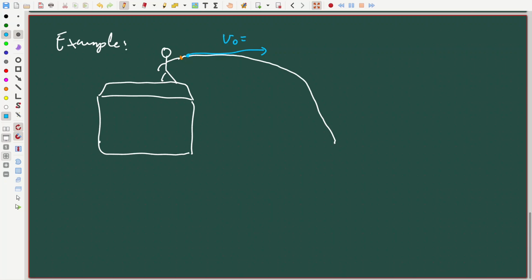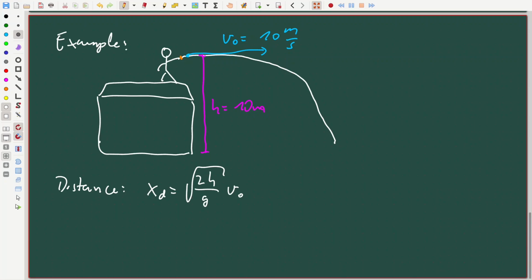of v0 equals 10 meter per second, for example, and we also want to give a height from our object to ground level, and this would be given as h equals again 10 meter, because we will see later that many things cancel out when we use these values. Then we calculate the maximum distance with the formula that I have stated before. So we have to insert now our values. Xd equals the square root of 2h divided by g, times v0.